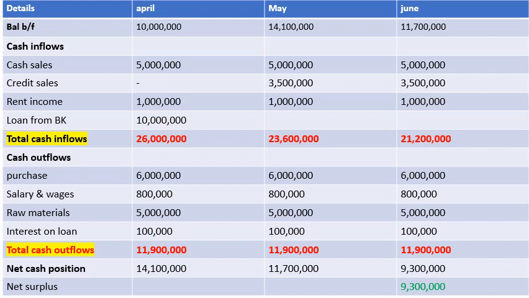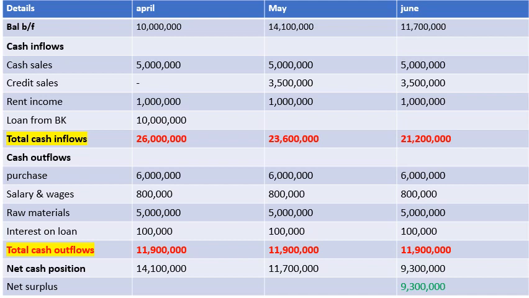Add all this to get your cash outflows, which is 11,900,000, to get the difference, and then you come to your final net cash position. I think you all can see I highlighted it green. It's a net surplus. Our inflows are exceeding our outflows in all the 3 months.